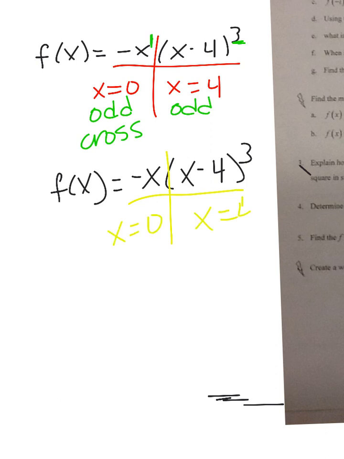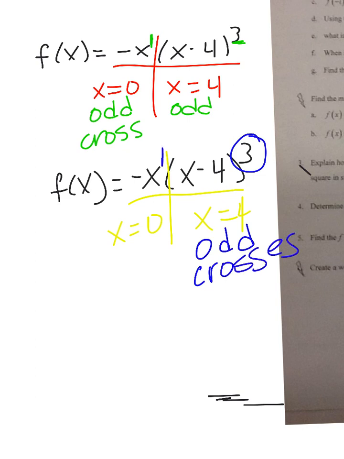So now I need my multiplicity. So look at the exponent. The exponent here is odd. So that means it crosses the x-axis. And my exponent here, where there is none written, is actually a 1. So that's also odd. So it crosses. So both 0 and 4 have the same multiplicity, which is odd.